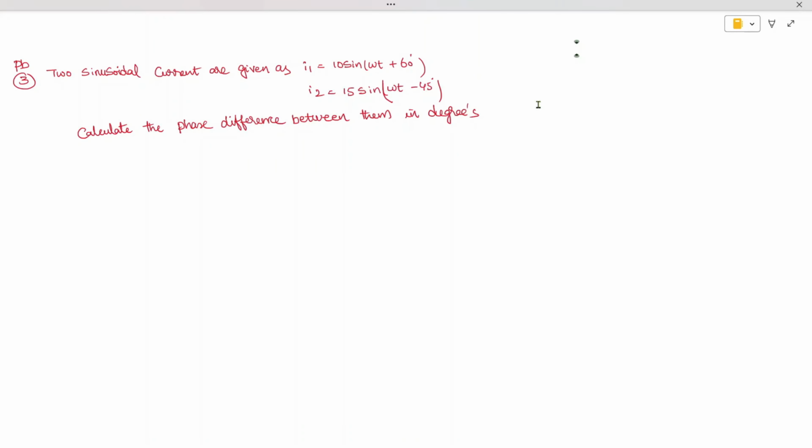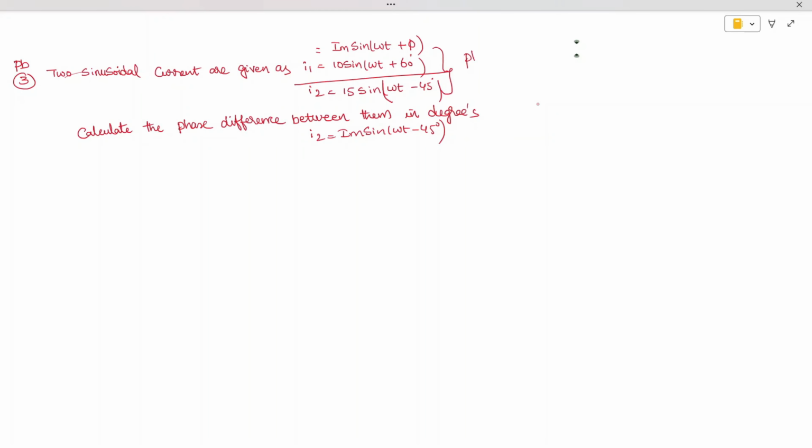Today we are going to solve this problem. The given problem is: two sinusoidal currents are given by the instantaneous values of 10 sin(ωt + 60°). So the standard format is Im sin(ωt + φ), and the next current I2 is equal to Im sin(ωt − 45°). So when you see here, I can write down the phase difference.